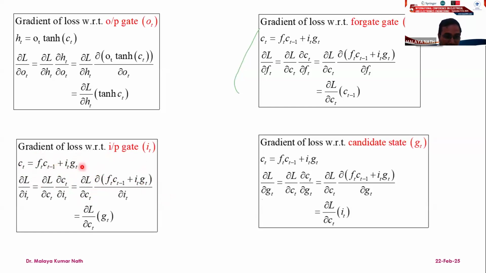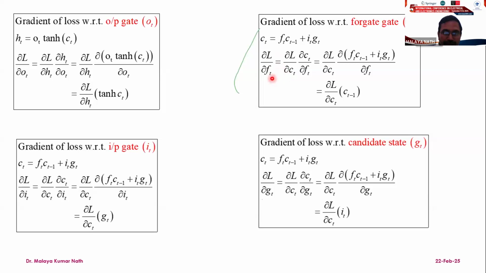So if we take the derivative of this part, this will give rise to GT. This expression is known as the derivative of loss with respect to CT into GT. So, gradient of loss with respect to the forget gate. So what is the forget gate? The forget gate basically tells what information is to be forgotten.